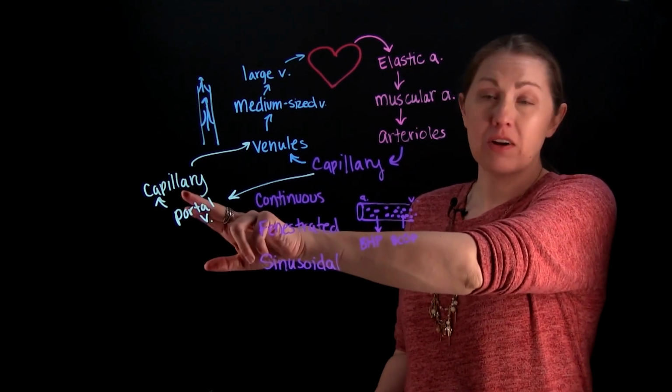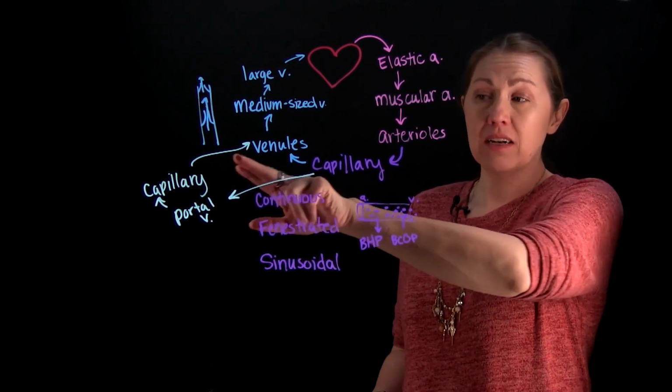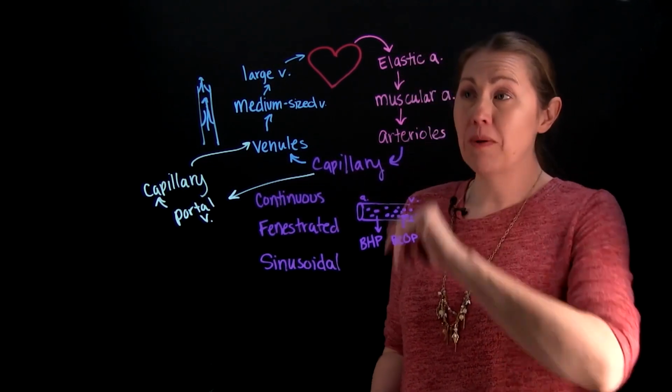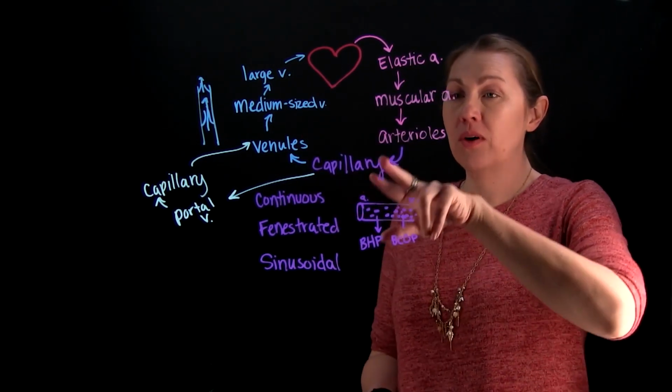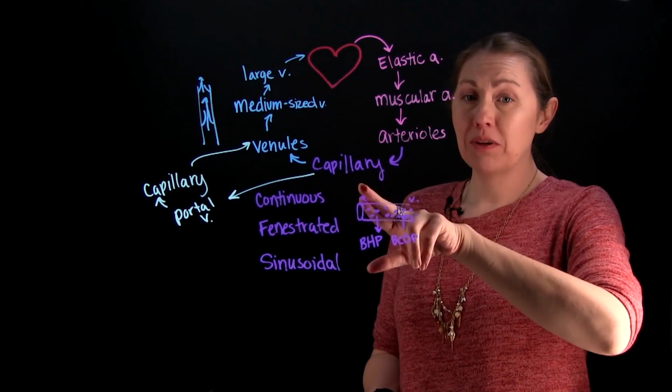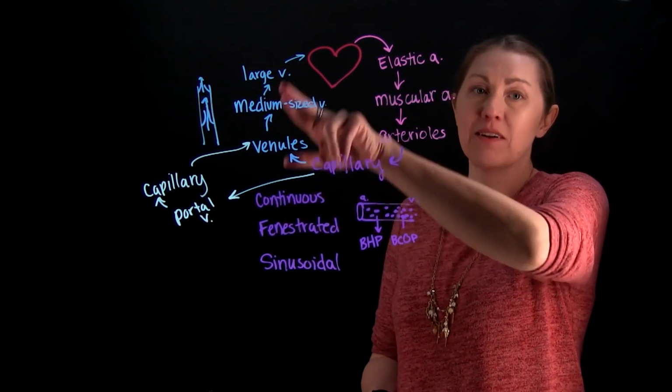So the capillaries are in the liver, those sinusoidal ones, and then you'll take a hepatic vein, a normal return vein, back to the heart. So we'll go artery, capillary, portal vein, capillary, regular vein, back to the heart.